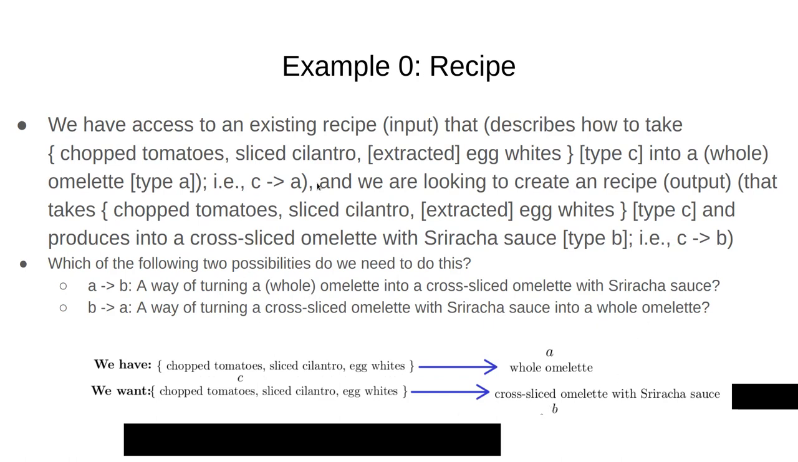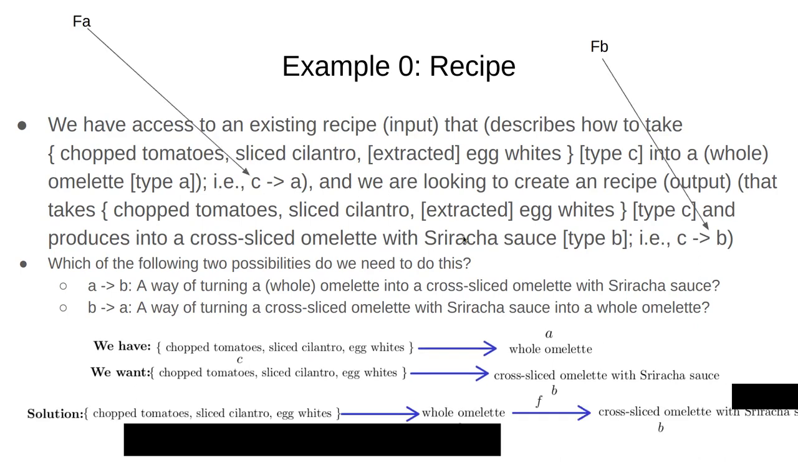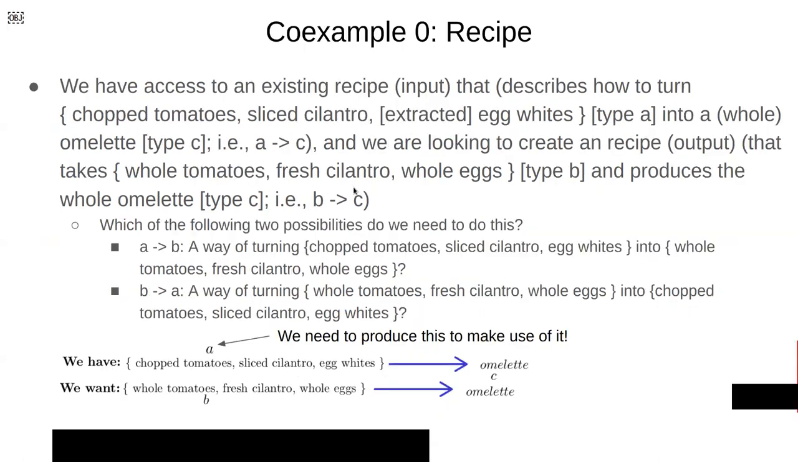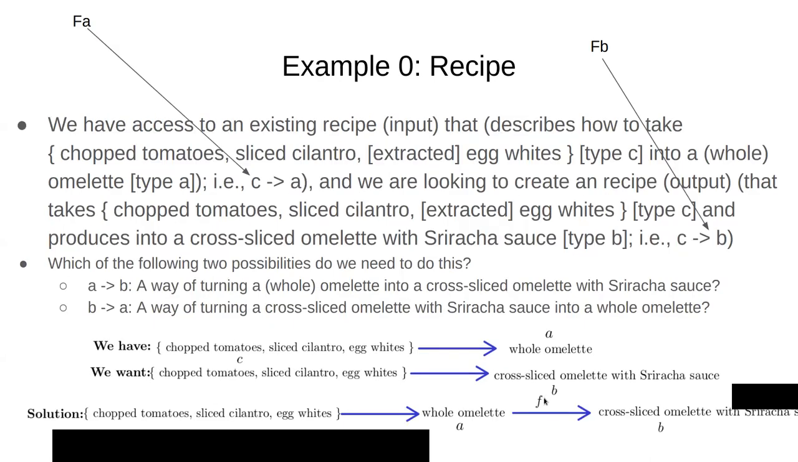So there's post-compose with this, right? We have something that goes from C to A, and we need something that goes from C to B. So all we do is we post-compose with something from A to B that takes our omelet and chops it up. And so that's exactly right. And this is like F of A and F of B. And all we do is post-compose with that. We follow the original recipe, and we follow it with F to get a cross-sliced omelet. I think it should be pretty intuitive for that.